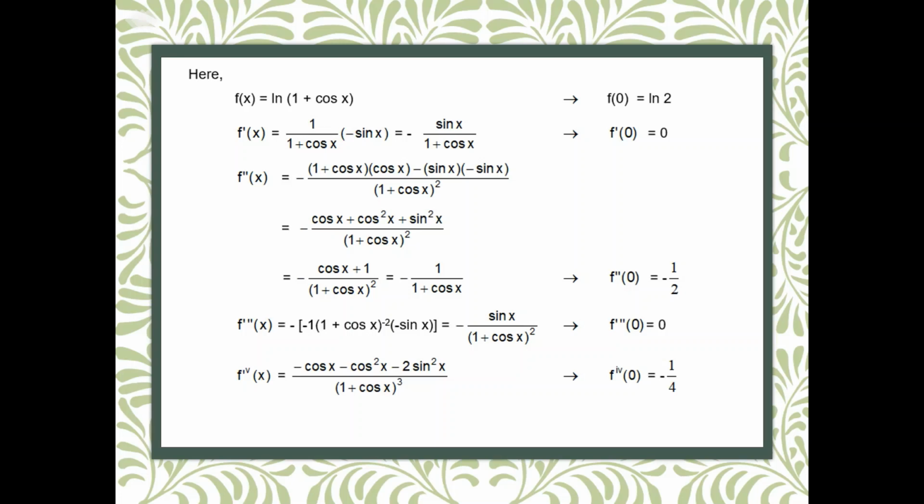Once you differentiate 4 times, calculate the values by replacing all the x with 0. Substitute the values accordingly into the Maclaurin's formula. You will obtain the expansion of ln(1 + cos x) equal to ln 2 minus 1 over 4 x squared minus 1 over 96 x to the power of 4 plus so on.